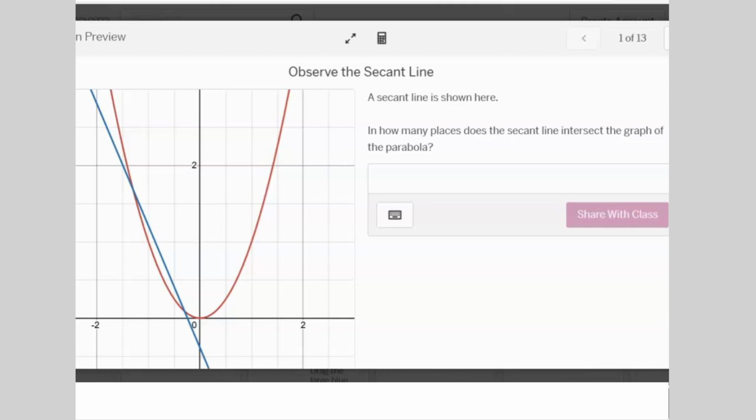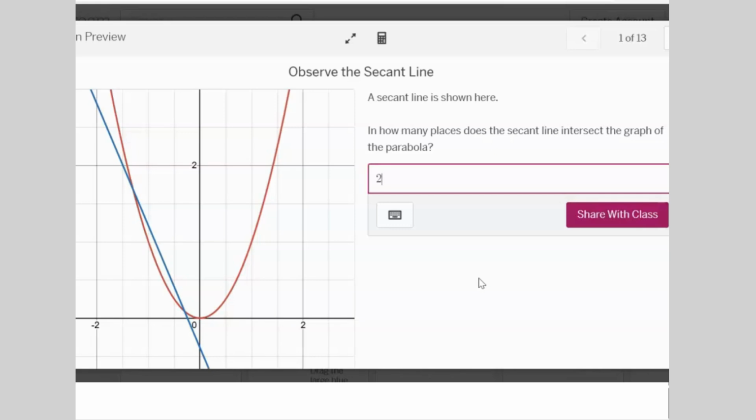All right, so what do we know about a secant line? How many places does the secant line intersect the graph of the parabola? Well, we can see here that we have an intersection point around here, and then we have one here. So my secant line is going to intersect my graph in exactly 2 points. This is an example of something we can do without calculus. So this would be a slope, or average rate of change.